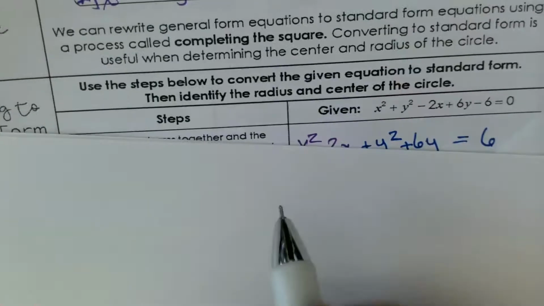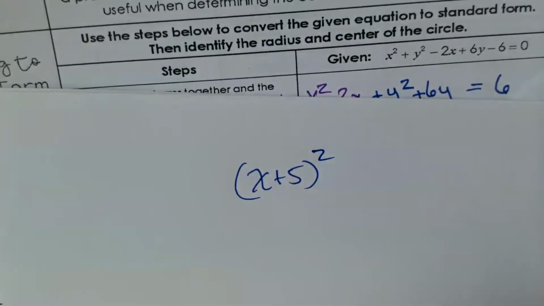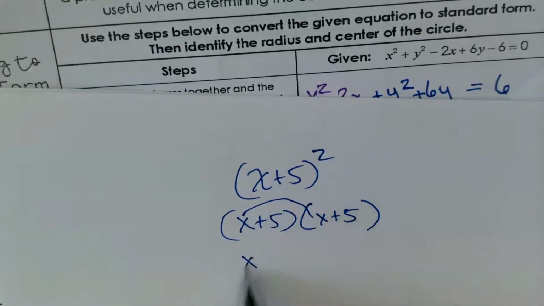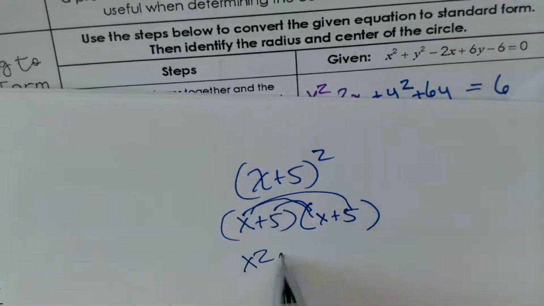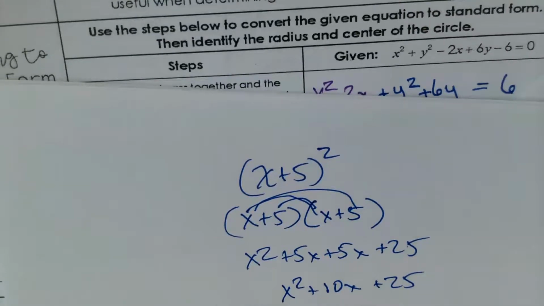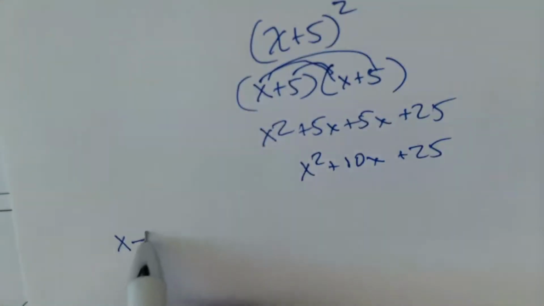You might remember this from, for example, if we have x plus 5 squared, that really means x plus 5 times x plus 5. I get x squared plus 5x plus another 5x plus 25, which make x squared plus 10x plus 25. And if I do this with a number of different components, what I discover is there's a pattern.